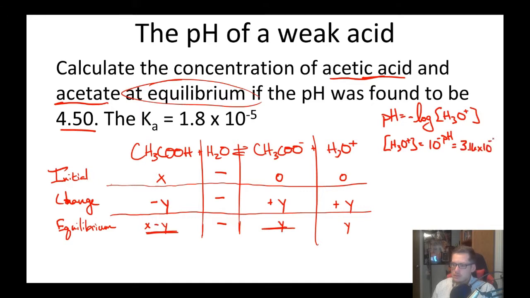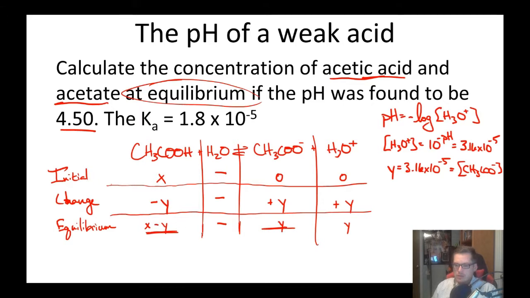Times 10 to the minus 5th. So that means our concentration of hydronium is equal to 3.16 times 10 to the minus 5th. So what that really means is that our Y value, our Y, is equal to 3.16 times 10 to the minus 5th. So that means this is equal to the concentration of acetate. Well, that's pretty easy. So that's the concentration of acetate.